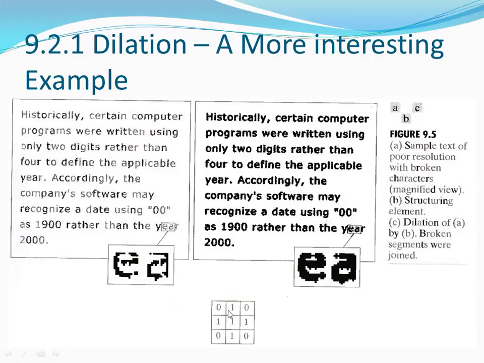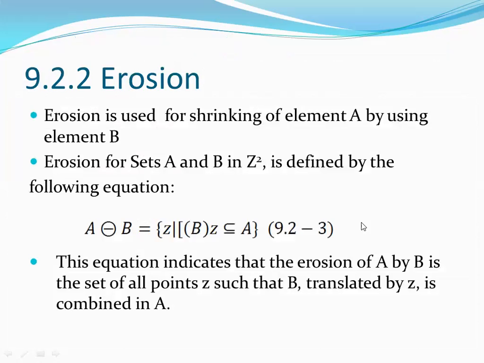If you want square edges, I will go for 1111 in all 9 places. That will give me square edges. Okay, so that was dilation. And on the other extreme, there is something called erosion.